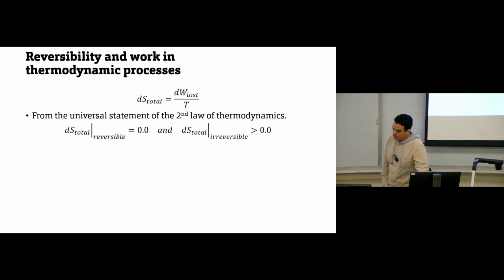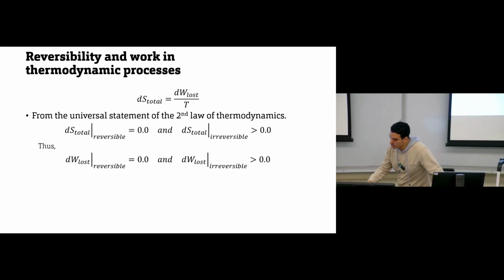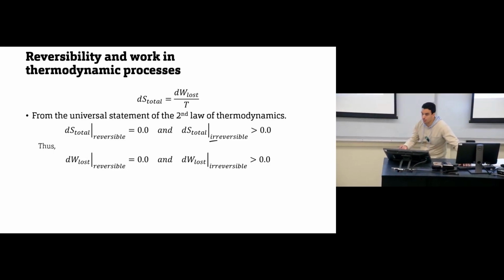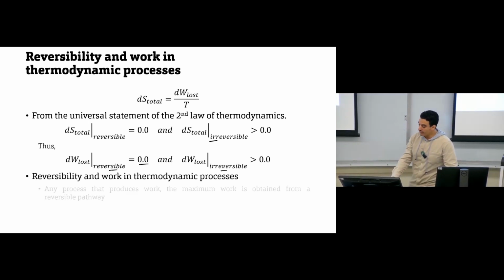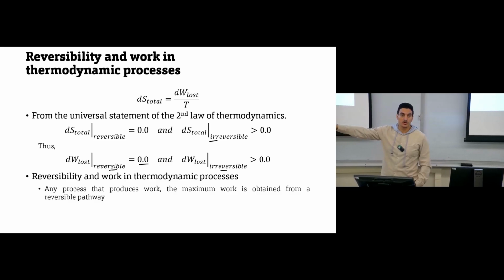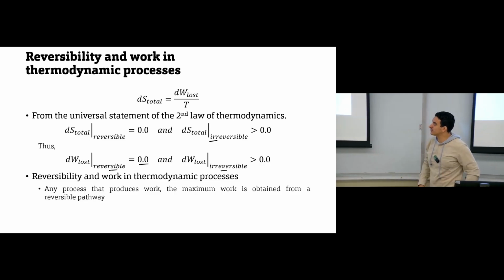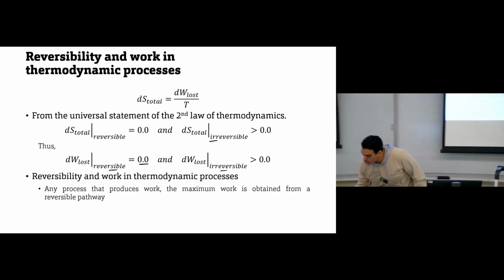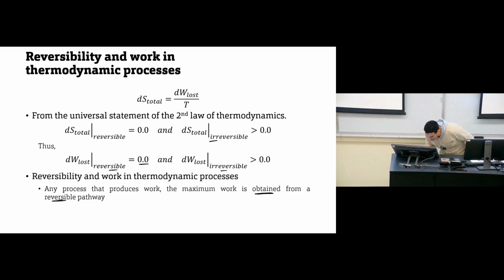So as a summary, total entropy change for a reversible process is 0. Total entropy change for an irreversible process is more than 0. The work loss for a reversible process is 0. The work loss for an irreversible process is more than 0. So if you have a process that will produce work, and you have two options, you can operate this process in a reversible way or irreversible way, the maximum work you can obtain is if you run this process in a reversible pathway.